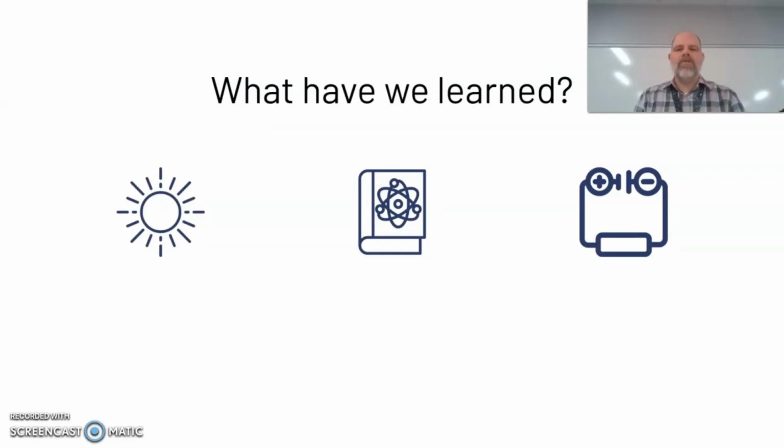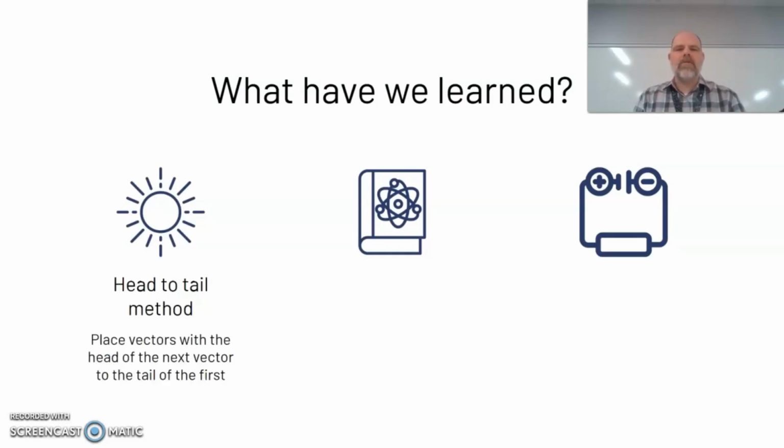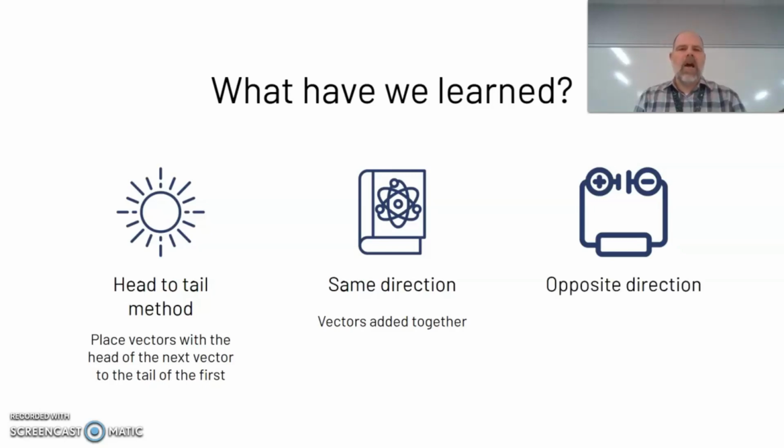Okay, so what have we learned in this video? We've learned about the head-to-tail method for adding vectors. You place the tail of the next vector at the head of the first vector. We've learned how to add vectors in the same direction. In that case, vectors are added together. And we've learned how to add vectors in the opposite direction. In this case, vectors are subtracted.